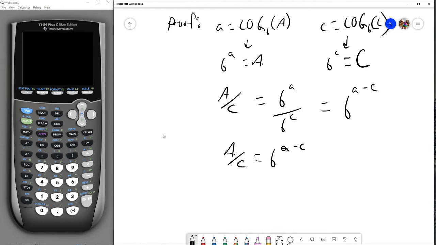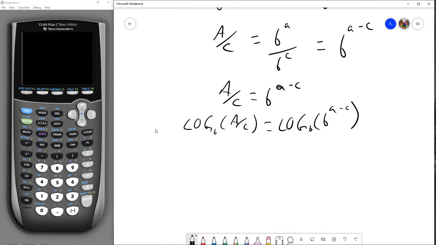Now we can take the log of both sides. Log base b of a over c is equal to log base b of b to the a minus c. Keep in mind that what you do to the left side you must do to the right side. If we log one side, we have to log the other side.